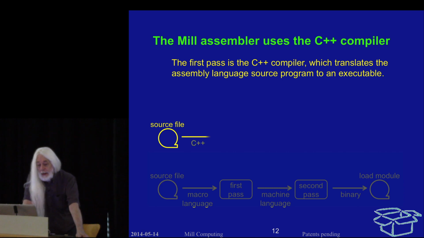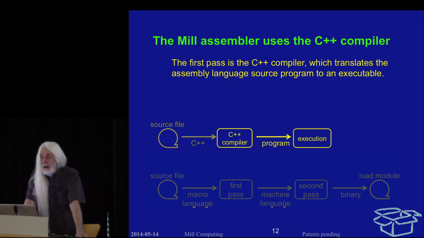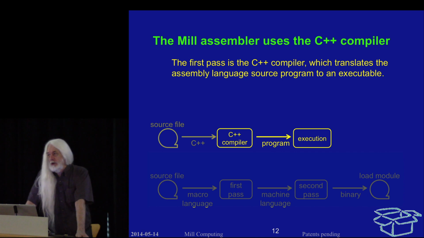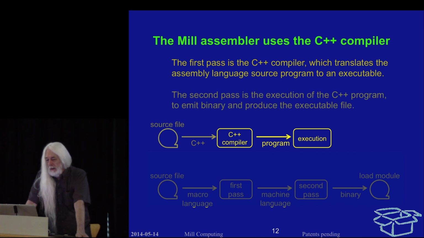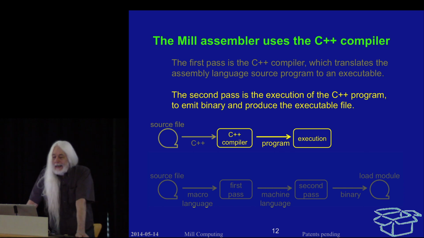So the source file, written in C++, goes to the C++ compiler to produce an executable program. And the second pass is the execution of that program. When that program runs, it emits the binary, puts the bits in the executable file, and away you go.